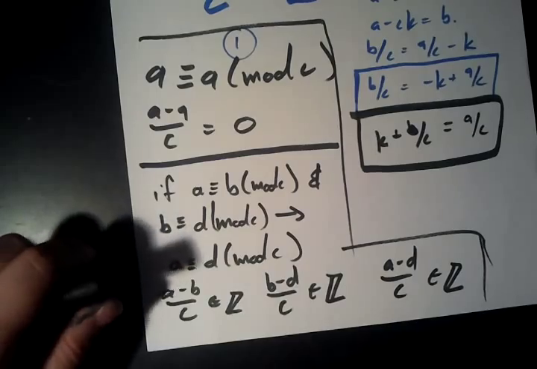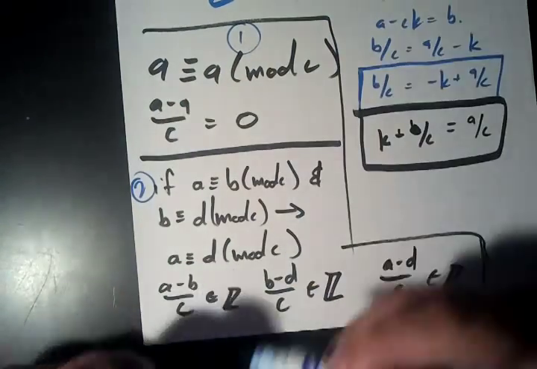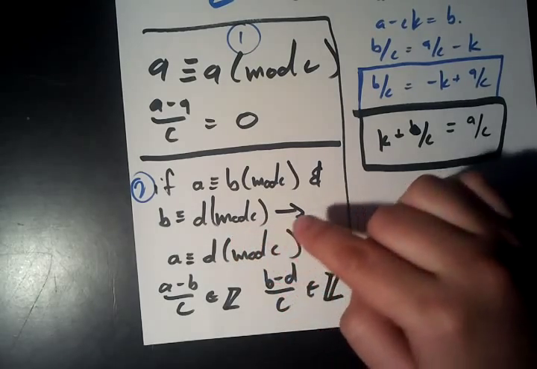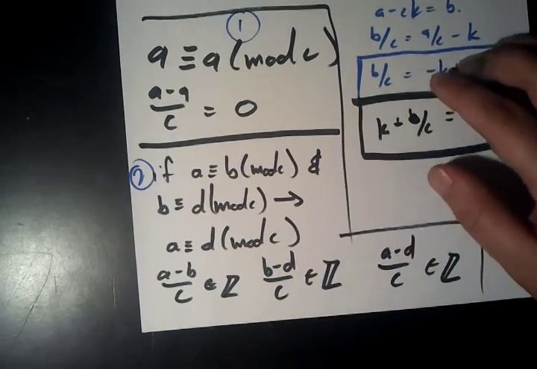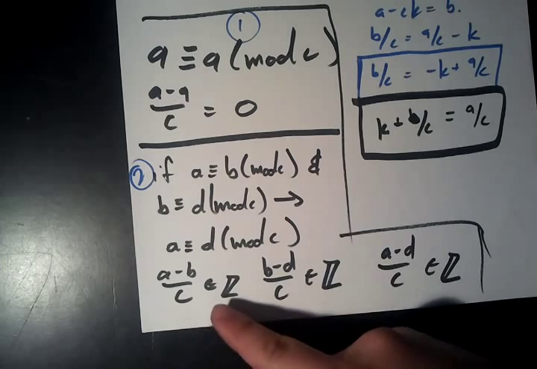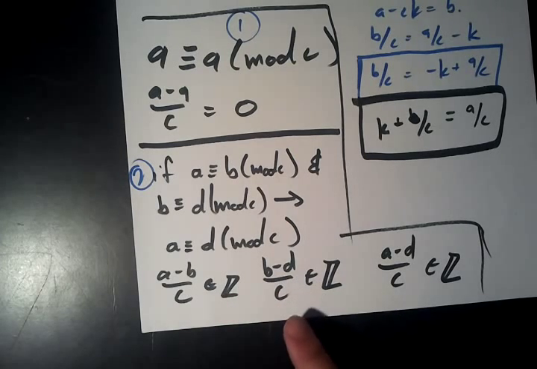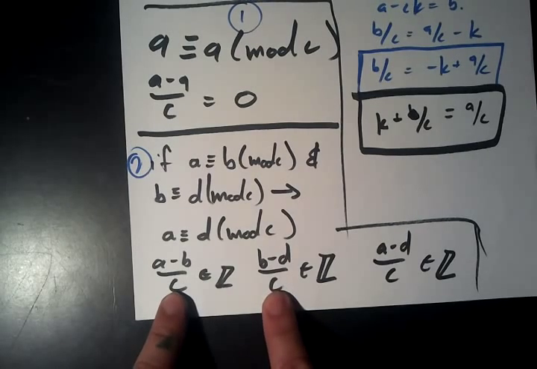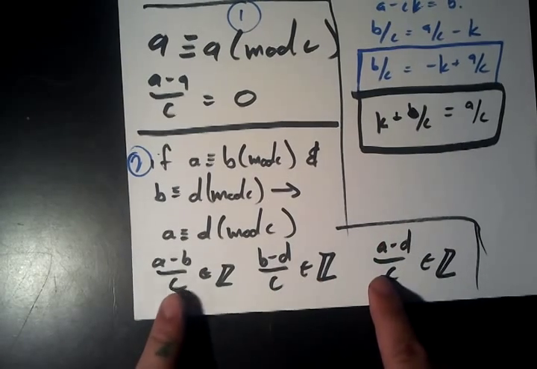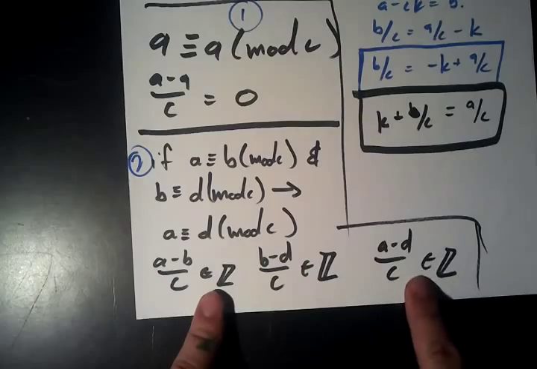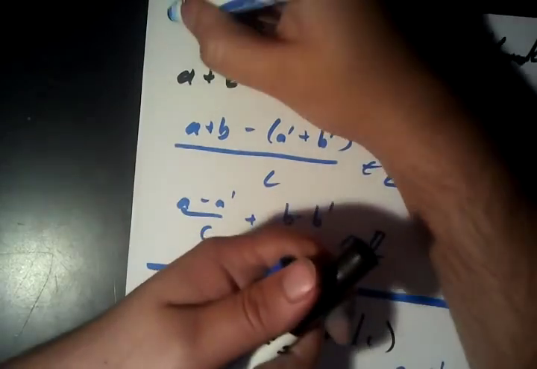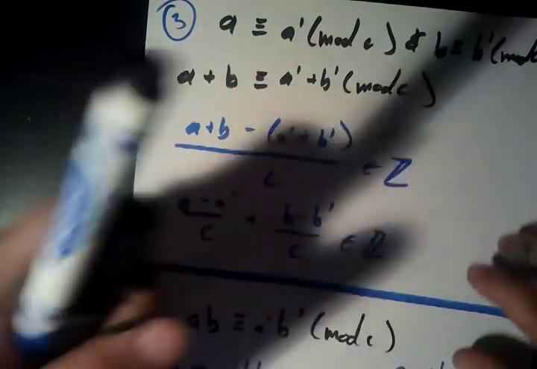The next one we'll look at says that if A is congruent to B mod C and B is congruent to D mod C, then A is congruent to D mod C. We can see that because A minus B over C is an integer, and B minus D over C is an integer. If we add these two statements, we get A minus D over C, which is an integer plus an integer, which is an integer. So that works out.